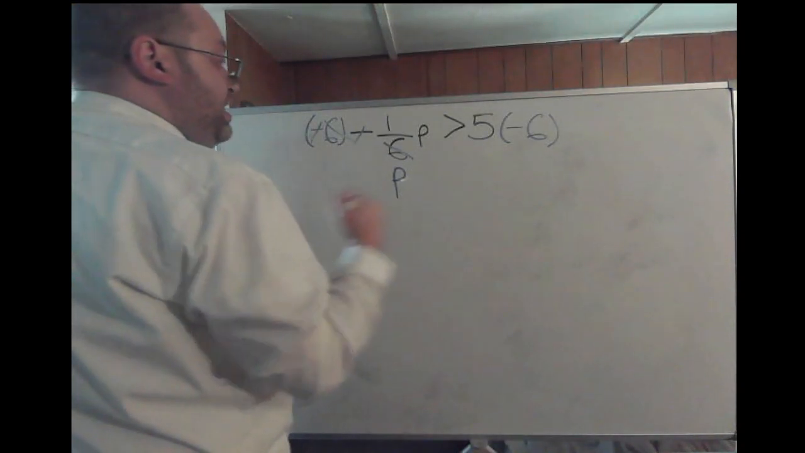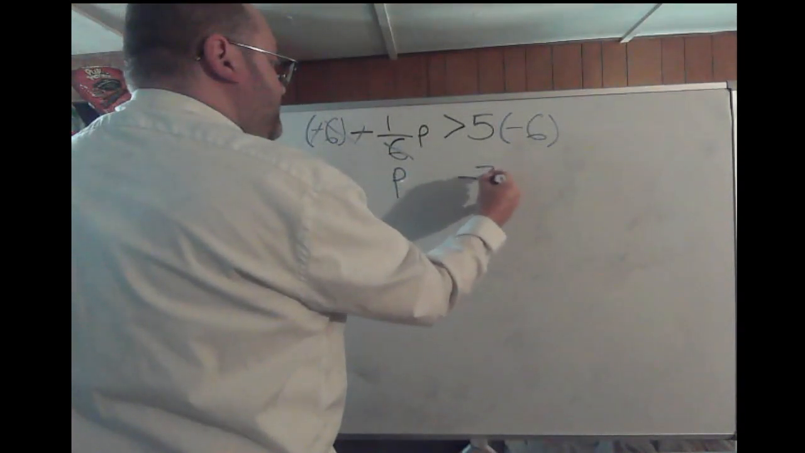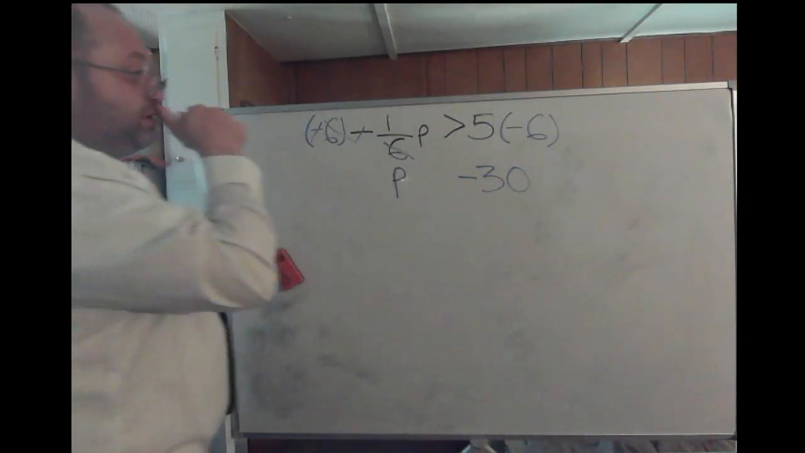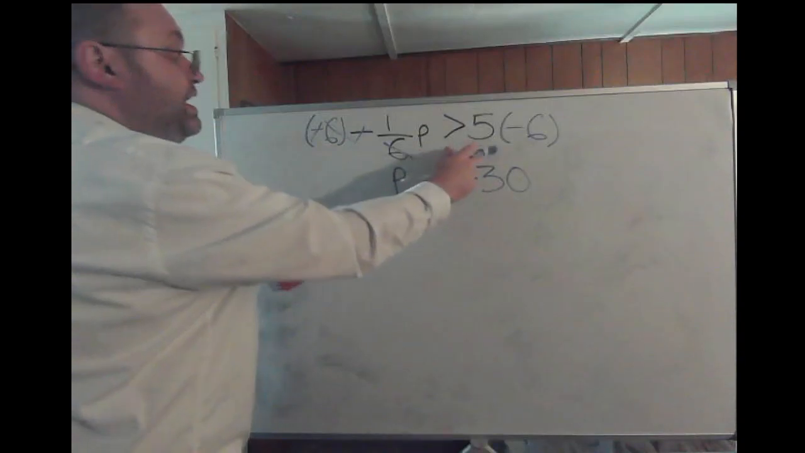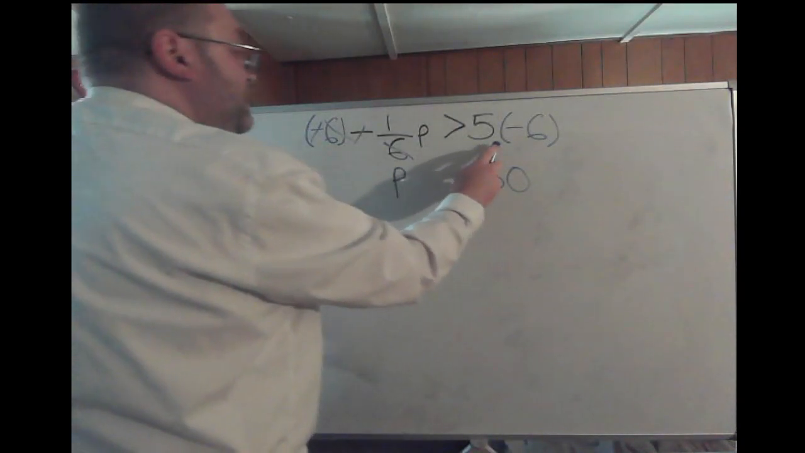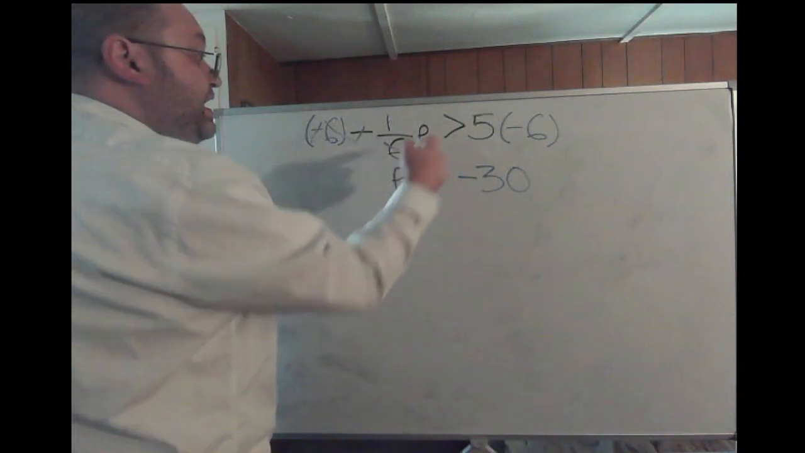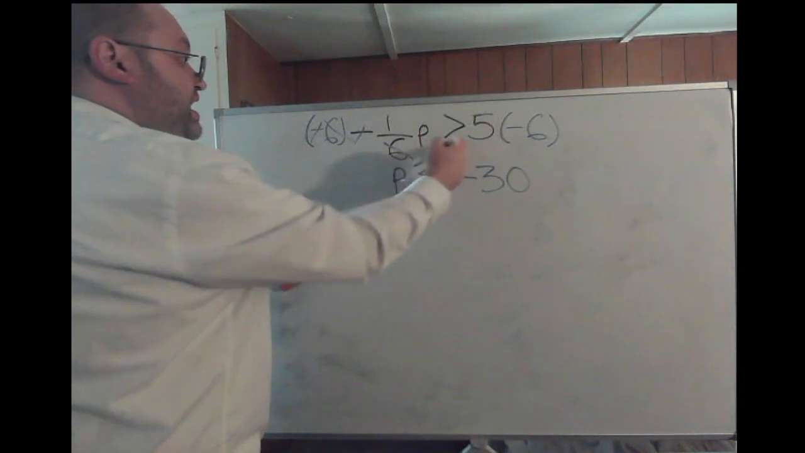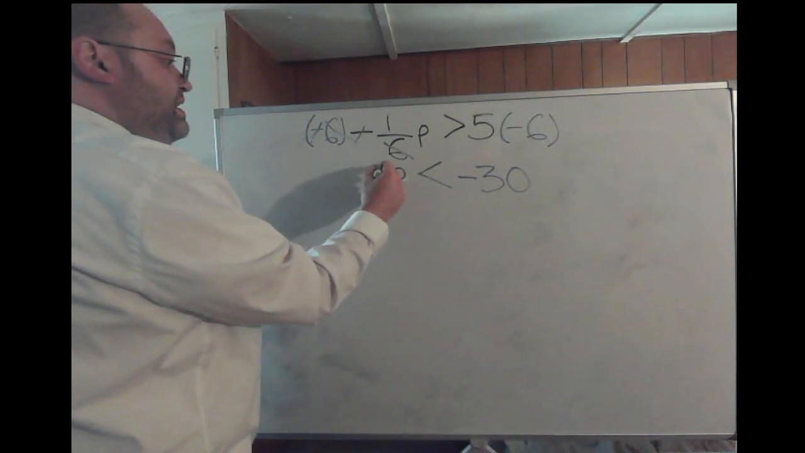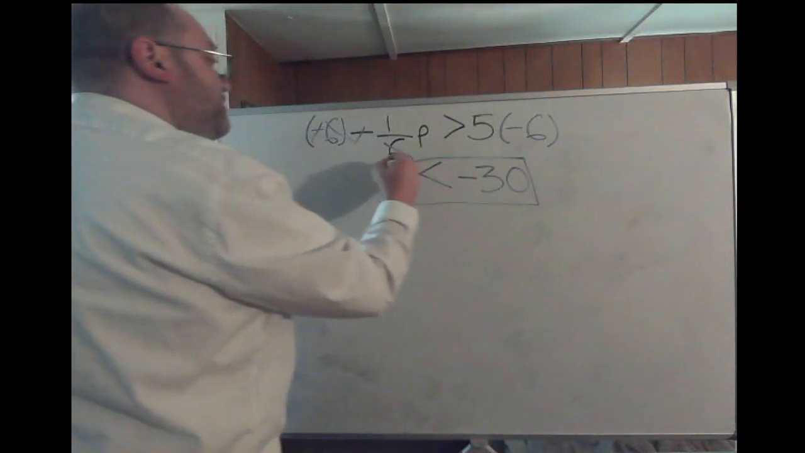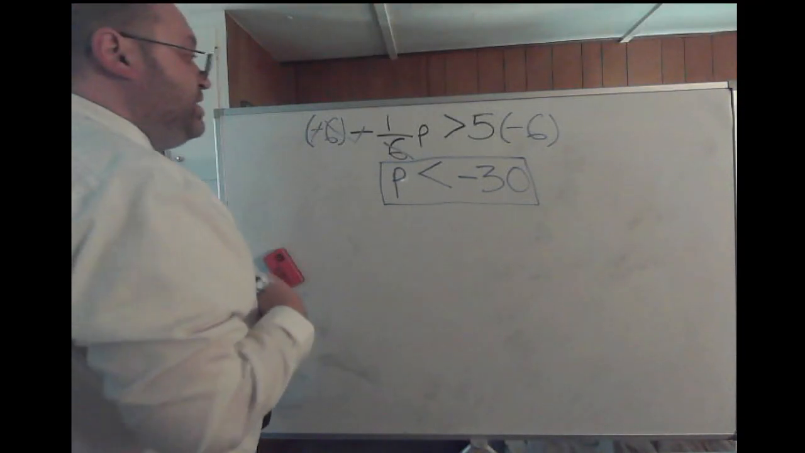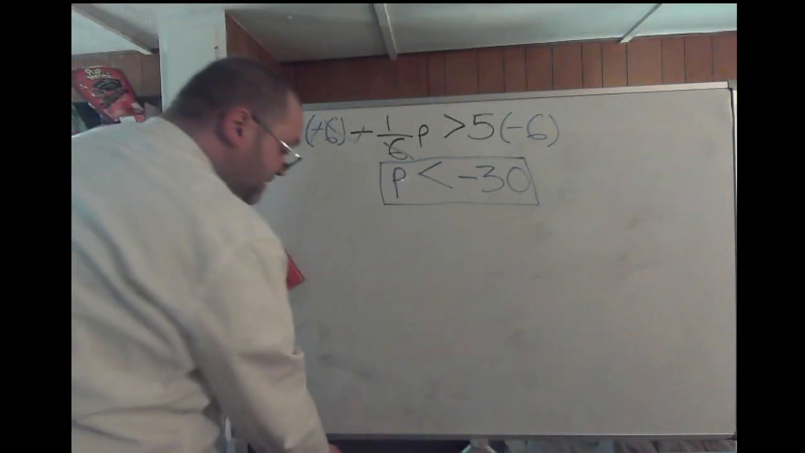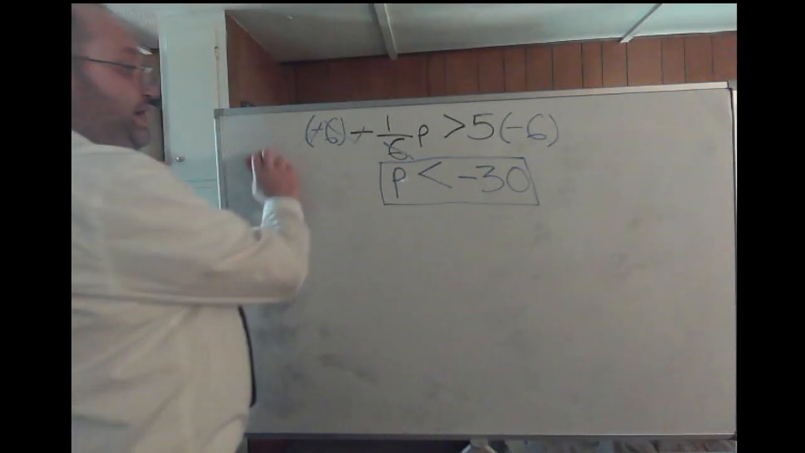And then on the right-hand side, you'll have negative 30. Now, this is where it gets interesting. Whenever you multiply or divide both sides of an inequality by a negative number, it actually flips the sign. You had a greater than 5 times negative 6, it actually would be less than negative 30. So whenever you multiply or divide an inequality by a negative sign, it flips the sign. So P is actually less than negative 30.